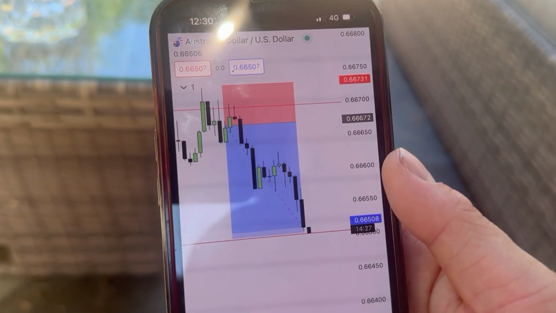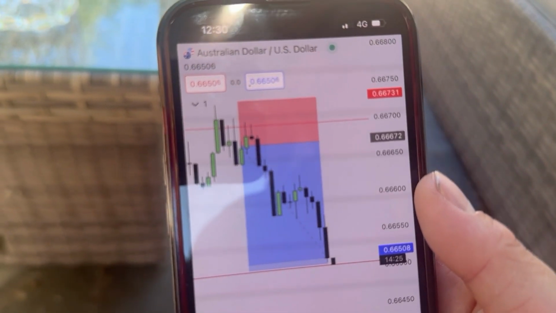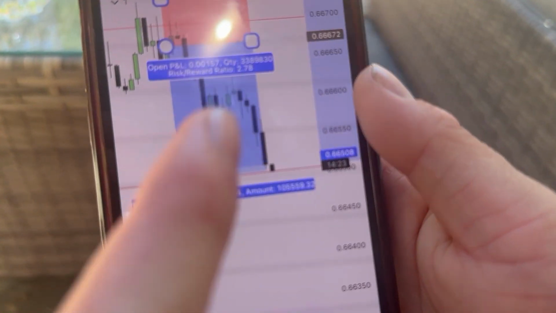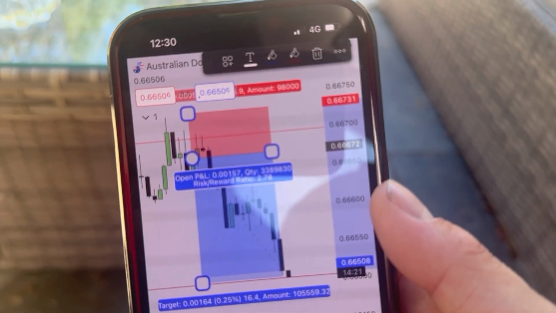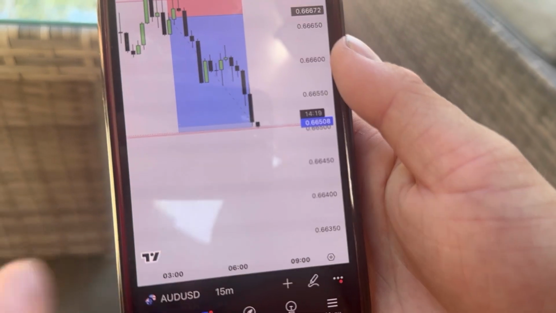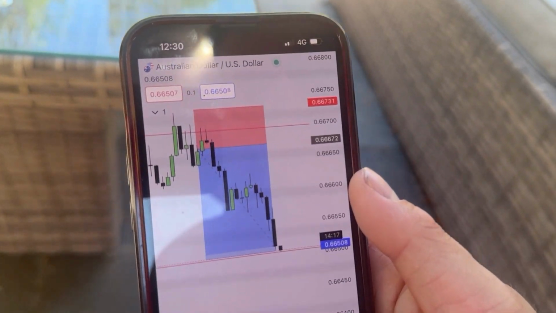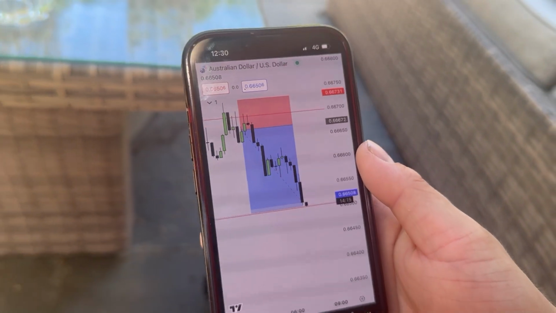Let's go, guys. First trade of the week. Beautiful one as well. A 1 to 2.78, so just under a 1 to 3. Great trade. Good stuff, Jamie. Let's get on to the next one.